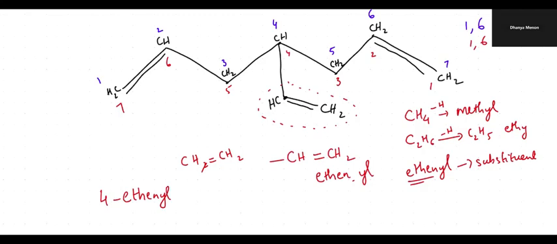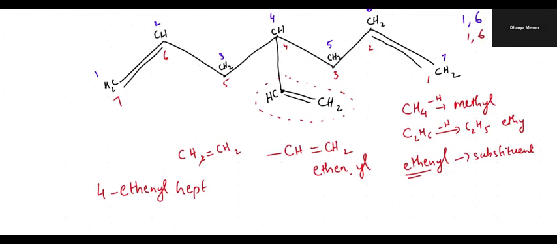How many carbon atoms are there? Root word, hept. There are double bonds at the first and the sixth position. 1,6-diene. I hope you understood this, right?